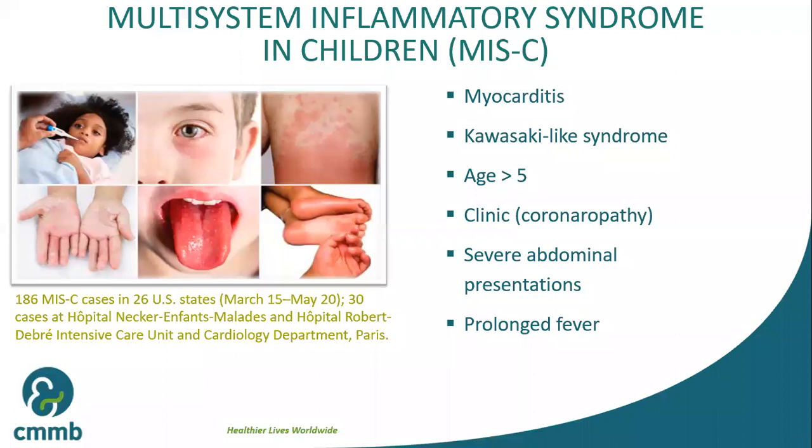One of the most important parts of the clinical presentation in children is a rare form, but there are now a few more cases of multi-system inflammatory syndrome in children associated with COVID-19. There are cases that have been proven in the United States and in Europe, presenting mostly in children over 5 years old, who mostly present with prolonged fever and other symptoms like myocarditis and Kawasaki-like syndrome that we will see in the next slide.